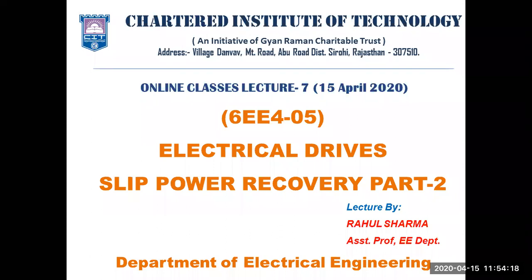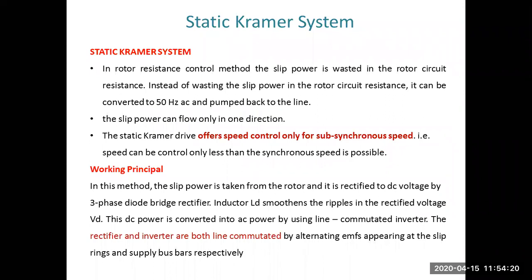Okay, in this system we will discuss the static Kramer system, since in the last class I left the lecture at the conventional Kramer system, right? So today we will discuss the static Kramer system first, and then we will go to the static Scherbius system. In the rotor resistance control method, the slip power is wasted in the rotor circuit. So instead of wasting the slip power in the rotor circuit, we convert it to 50 hertz AC supply and then feed it back into the main supply line.